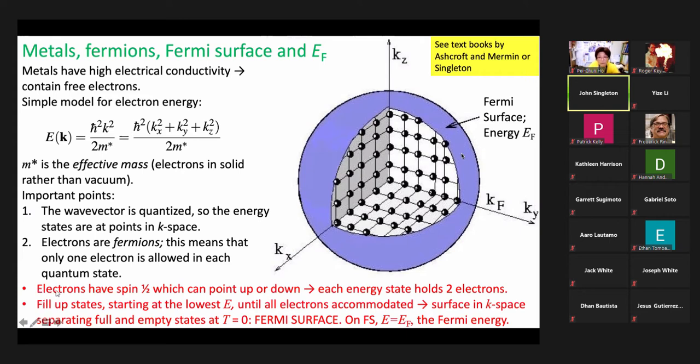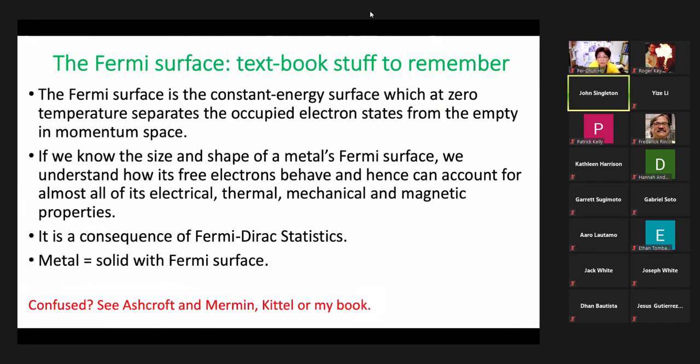So those are going to be important things that we're going to have to remember. Textbook stuff to remember: the Fermi surface is the constant energy surface which at 0 temperature separates the occupied states from the empty states in momentum space. If we know the size and shape of a metal's Fermi surface, we can understand how its free electrons behave, and hence we can account for a lot of the properties. For instance, if you know the Fermi surface, you can predict the metal's bulk modulus quite effectively. So the Fermi surface is a consequence of Fermi-Dirac statistics, and a metal, as I said, for conventional purposes, is a solid with a Fermi surface.